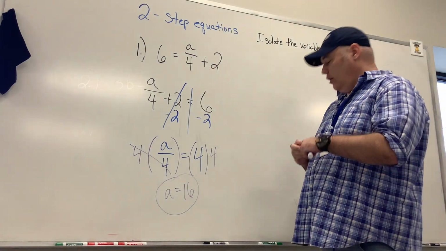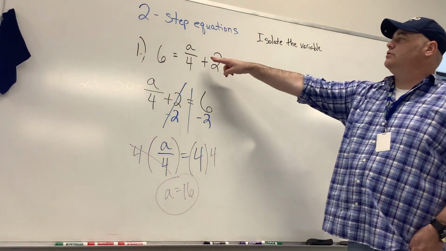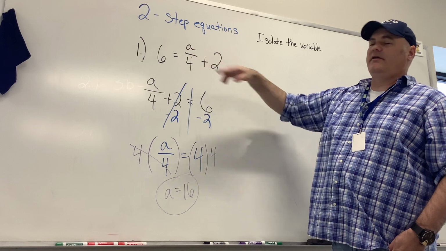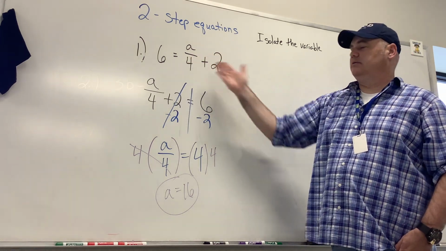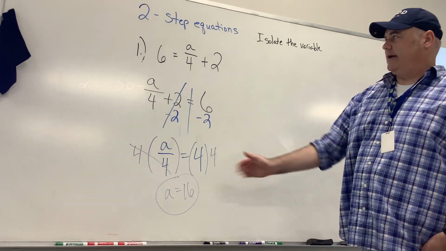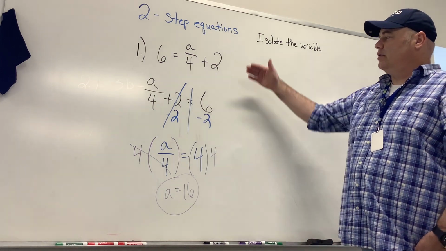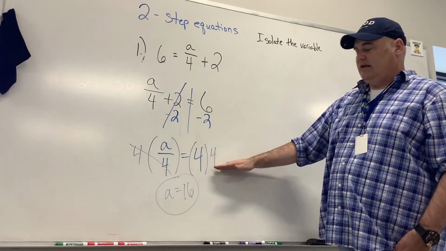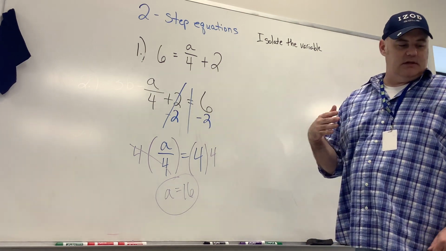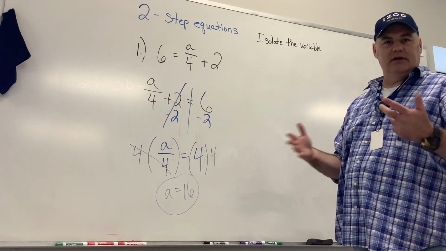Now I can always plug this back into the original equation. 16 divided by 4 is 4. 4 plus 2 is 6. And 6 equals 6. So that's a correct answer. That's an example. It took us 2 steps. We had to do this step and then this step. But there is an easy way and a hard way.